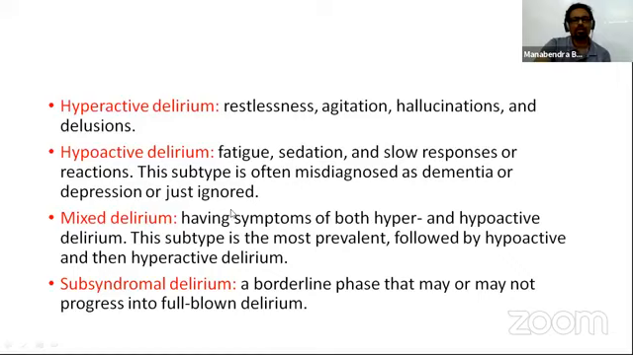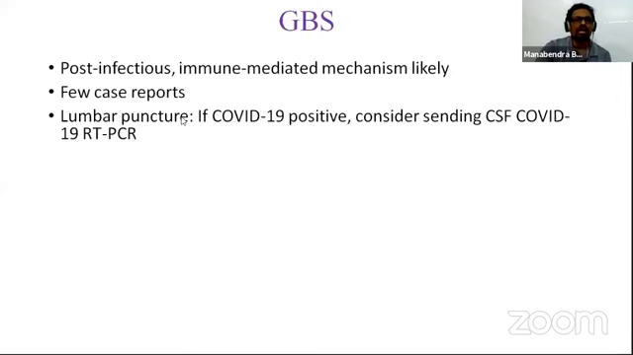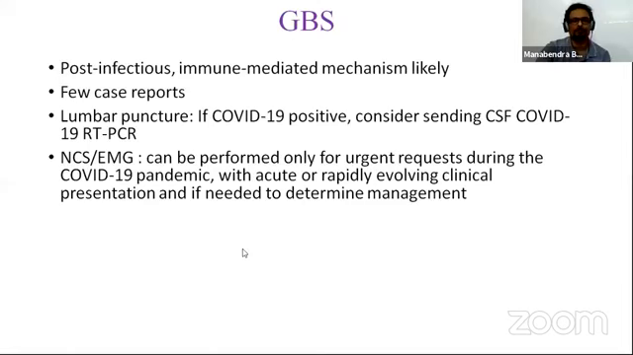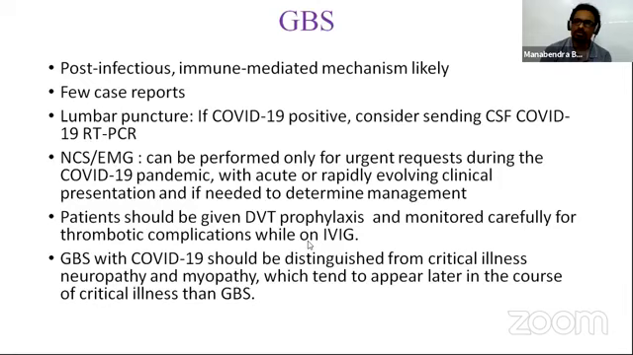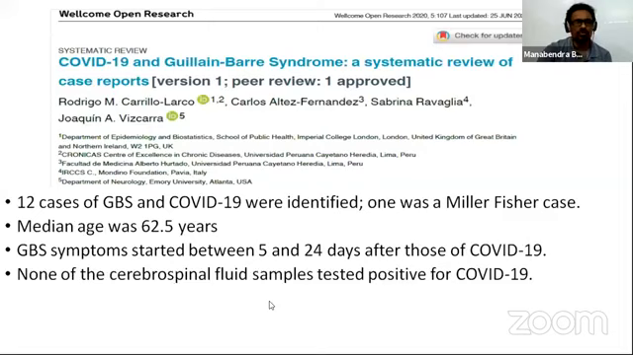GBS has been documented in so many studies. There are 18 or 20 case studies that have been found. It is a post-infectious, immune-mediated injury. There are a few case reports, and none of the CSF has been positive for RT-PCR in COVID-19. And also it is documented that if the neurologist is planning to give IVIG to these patients, then DVT prophylaxis should be given, because IVIG has pro-coagulative effects. And this study showed 12 case reports of GBS, mean age was 62.5 years, and none of the CSF samples tested positive.